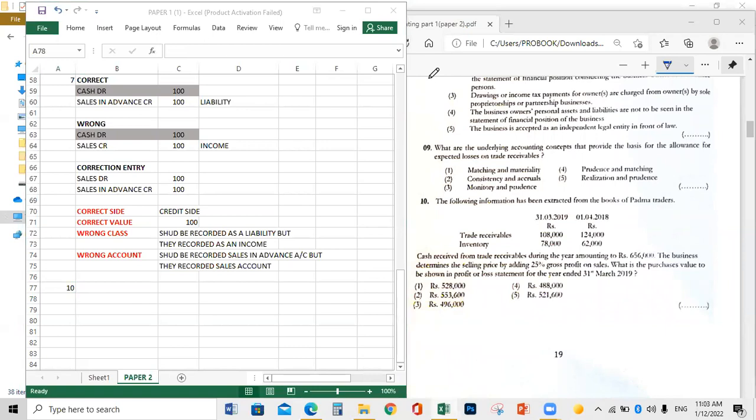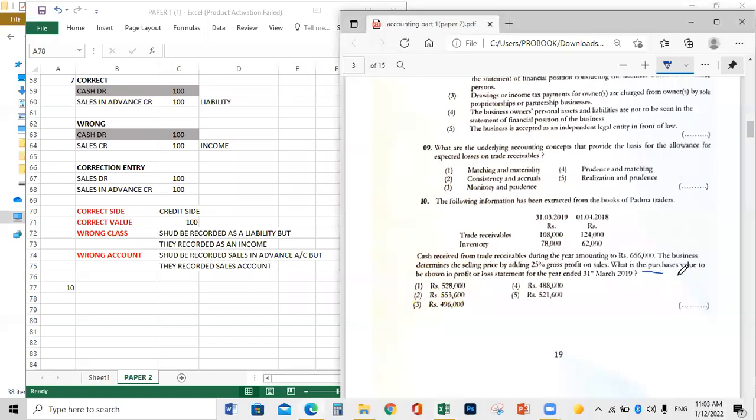Okay, let's start. So guys, question 10: the following information has been extracted from the books of Padma Traders. They have given the opening trade receivable and opening inventory, closing trade receivable and closing inventory. So let's first of all read the requirement, guys. The requirement is: what is the purchase value to be shown in the profit or loss statement? So guys, they are asking you how much is the purchase.